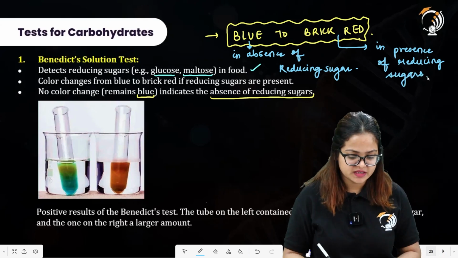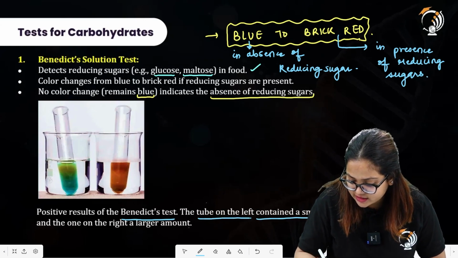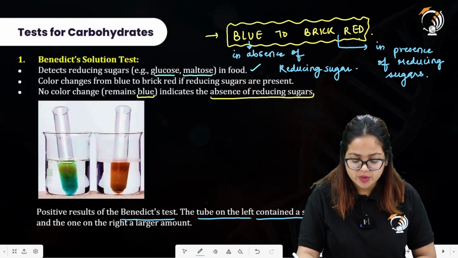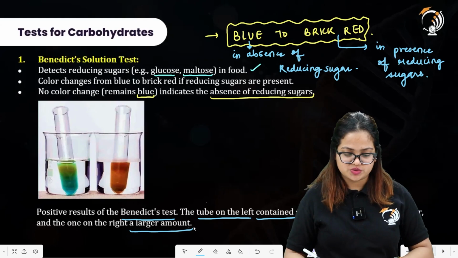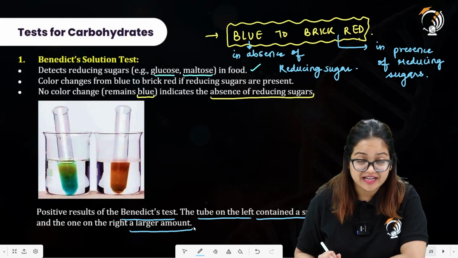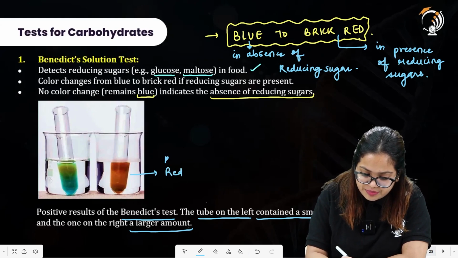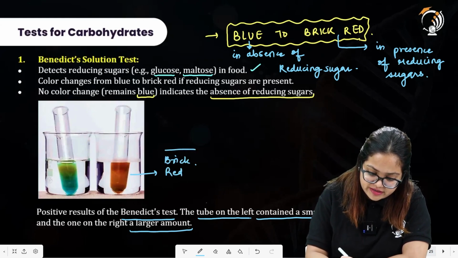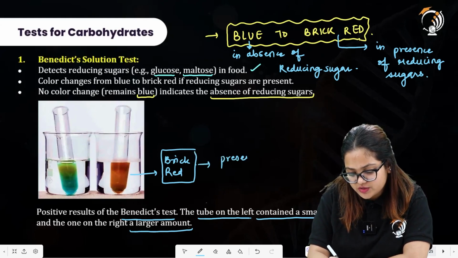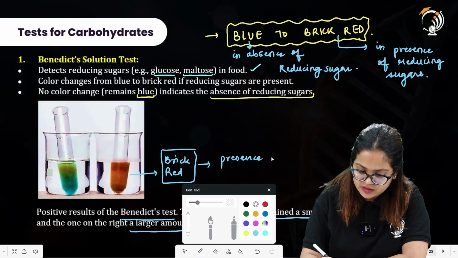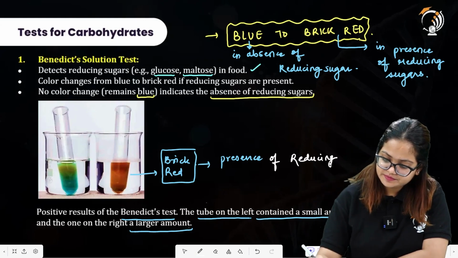All right. Positive results of the Benedict test. The test tube on the left contained a small amount of reducing sugar, whereas the one on the right has a larger amount of reducing sugars, and that can be detected by this color change, that it is showing red color, or you can say brick red. So brick red color denotes that there is presence of reducing sugar in it.